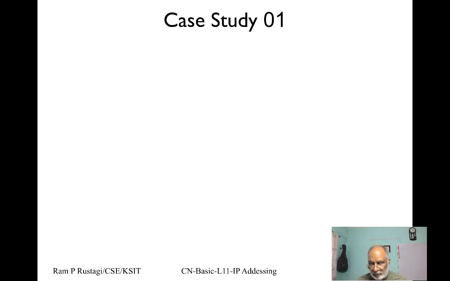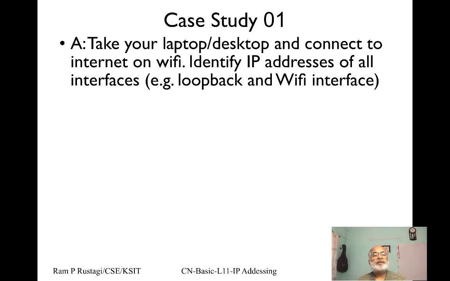So first, take your desktop or laptop, whatever you have, connect to your home internet or college Wi-Fi, and identify the IP addresses of your interface. You can look at the system configuration and identify the loopback address. This should always be 127.0.0.1. And look at the Wi-Fi interface IP address.